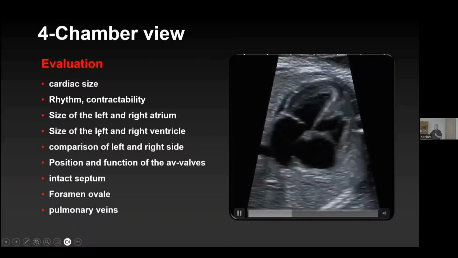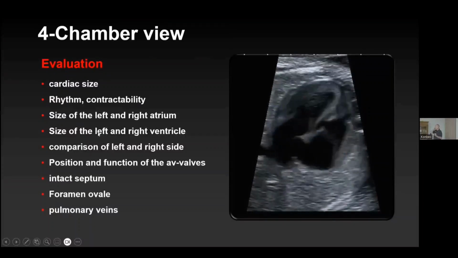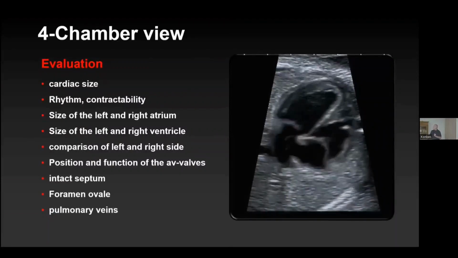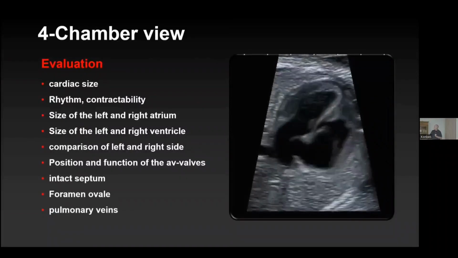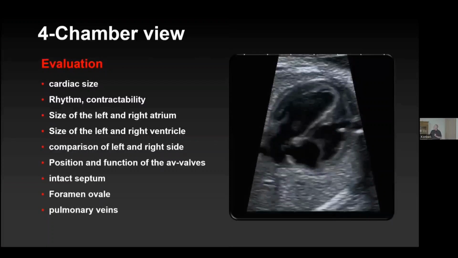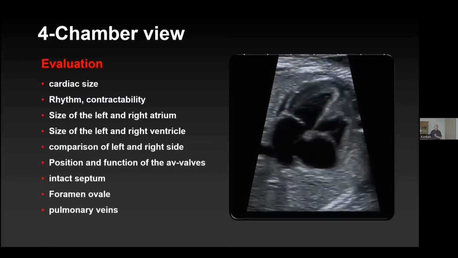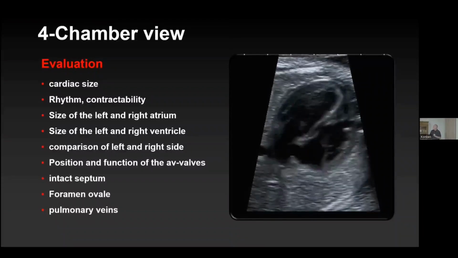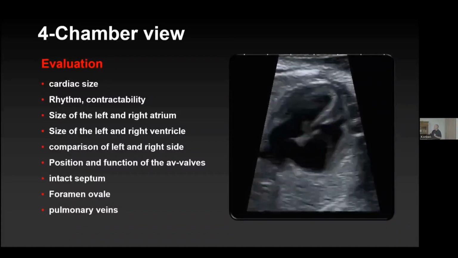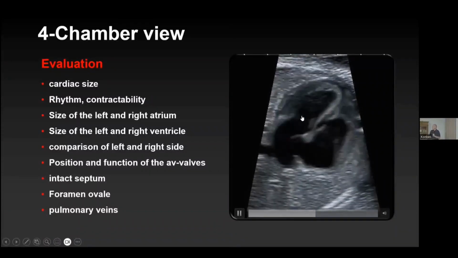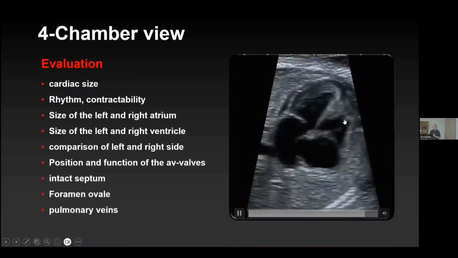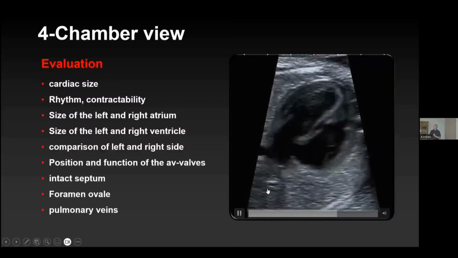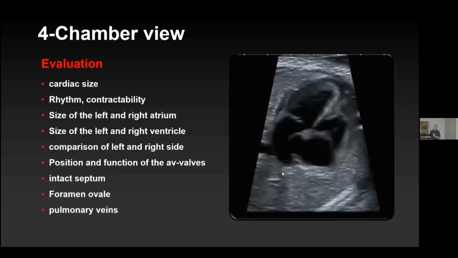So in this view, we look for the cardiac side, for the rhythm. We look for the size of the left and right atrium on both sides. We look for the function of the valves, but it's not so easy in black and white view. We look for the septum, for the foramen ovale, which we see here, and for the pulmonary veins that we see in this direction, not in this good view.